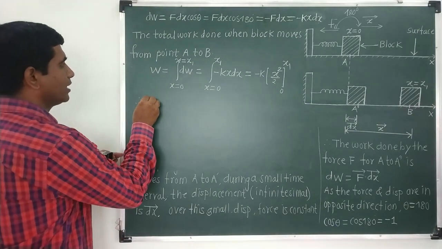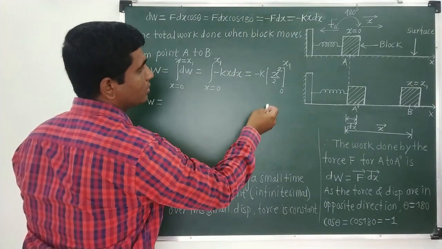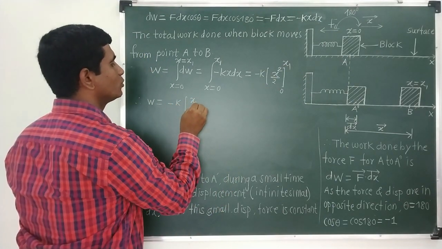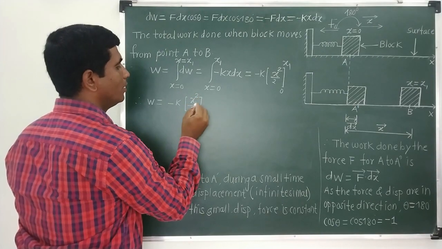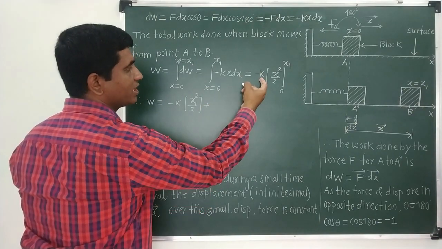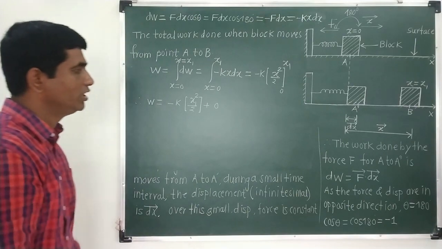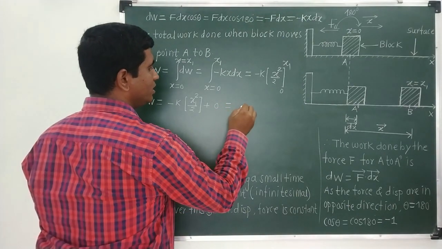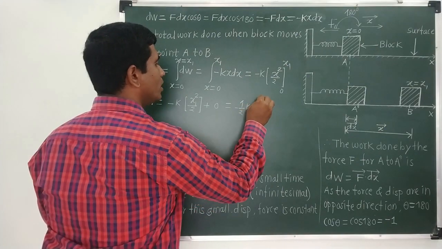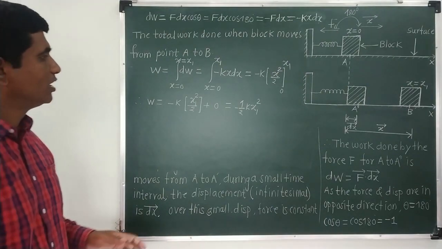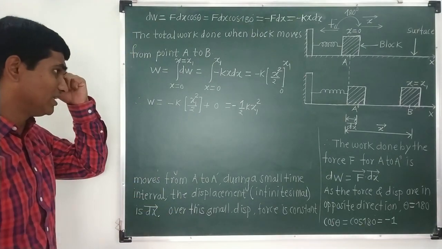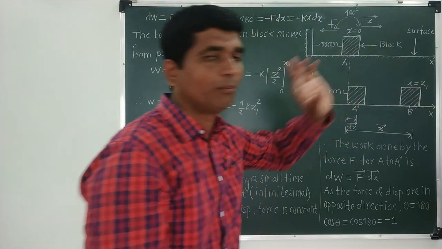From this I can rewrite it. First of all, put the upper limit, which is x1. So it is minus k in a bracket, x1 square divided by 2 minus the lower limit, which is 0. So it is minus minus plus k times 0 divided by 2, which will be 0. So your total work done in this case will be minus 1 by 2 kx1 square. This will be the total work done when our block moves from point A to point B.